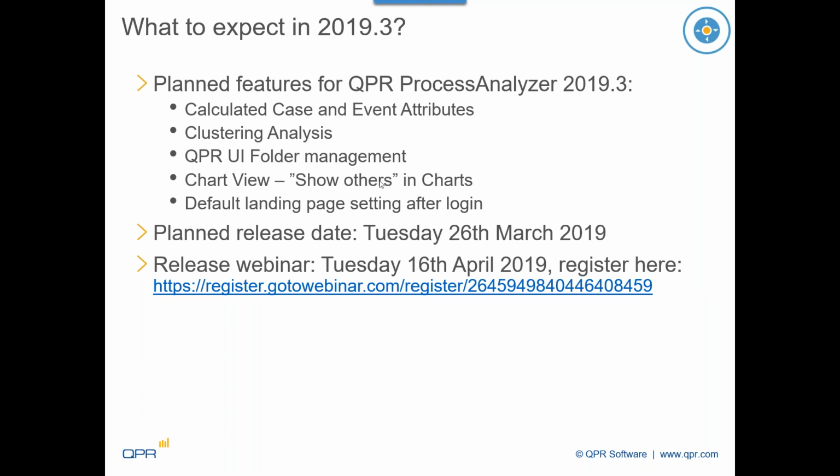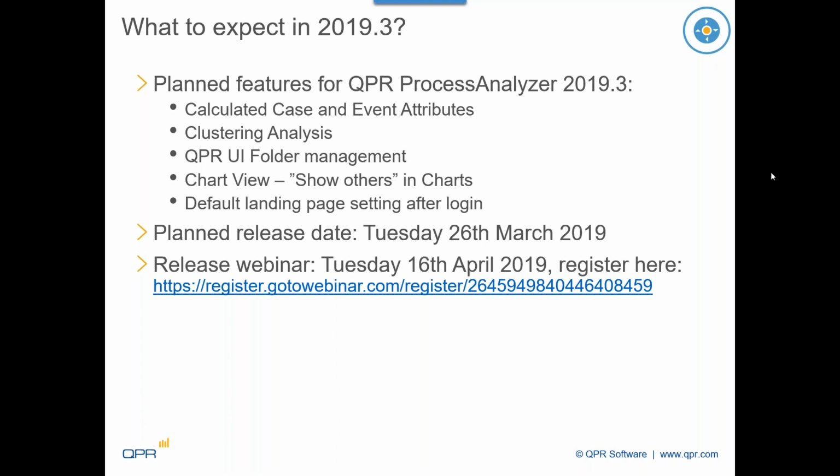And then improvements to the chart view. This show others functionality is for the use case where you have a lot of case attribute values and you only want to show the top 10 or something. Currently all the others which are left out are not shown at all, but show others means that all the others are grouped together, and then you can see, for example, the count of how many cases are in this others group, or calculate some other statistics there.